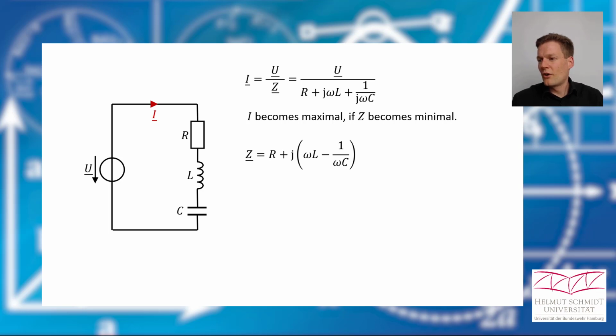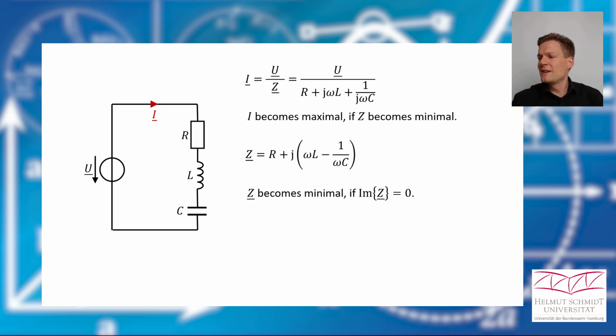We have a constant real part, just the resistor value, and we can't change anything about that. But the imaginary part is frequency dependent, and we subtract two terms from each other, and that means that the imaginary part could become 0. That means our impedance becomes minimal when the imaginary part of it becomes 0.